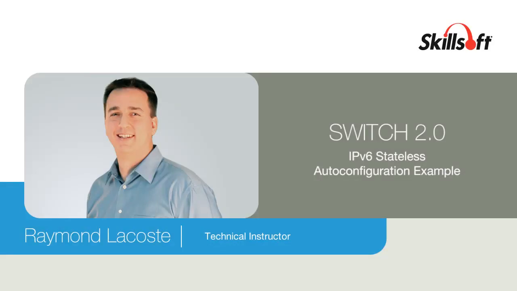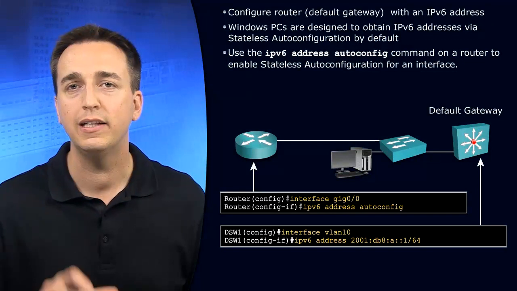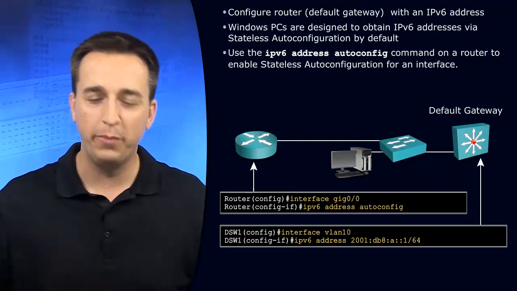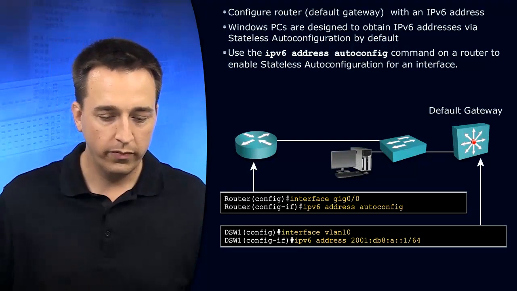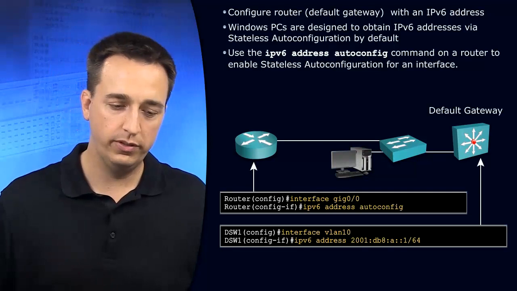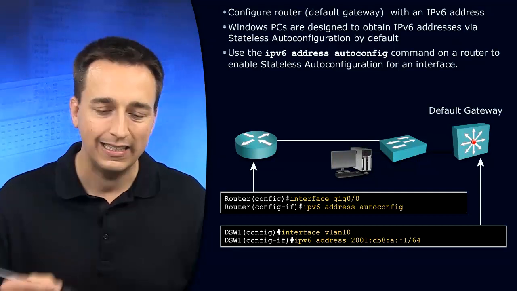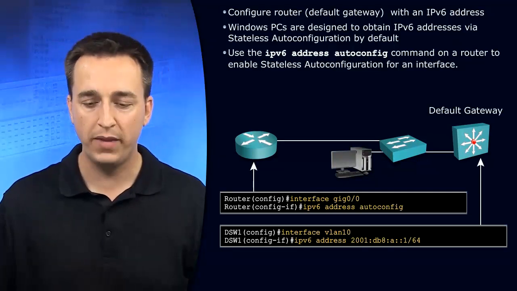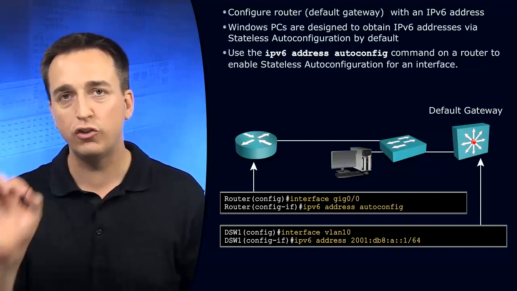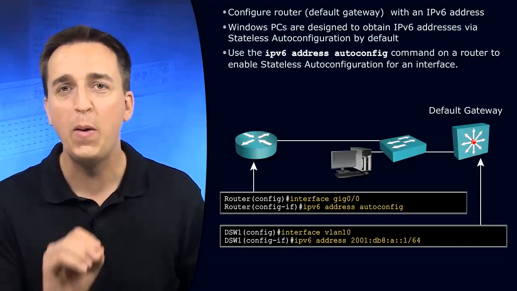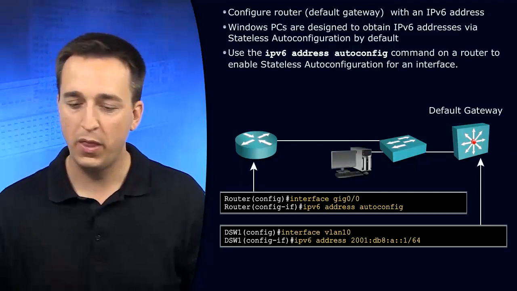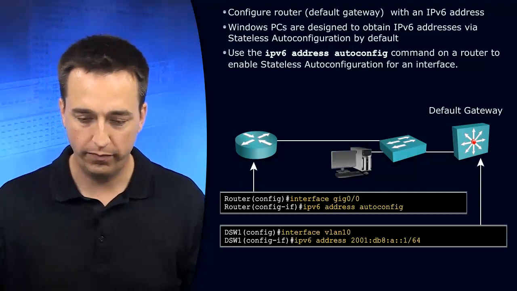I want to take a moment to examine how we set up stateless auto configuration on a multi-layer switch. First and foremost, in order for stateless auto configuration to work, IPv6 unicast routing must be enabled on that multi-layer switch.